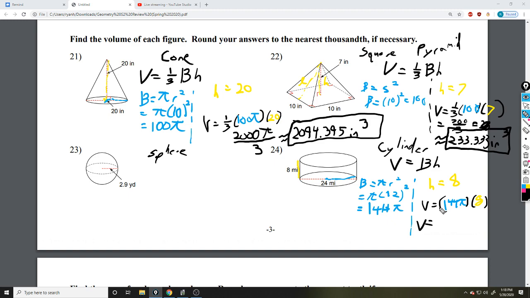This I do need my calculator for. So let's do 144 pi and then times 8. There it is. So we should get approximately 3619.1147. So we're going to round that up to 115 miles cubed for volume.